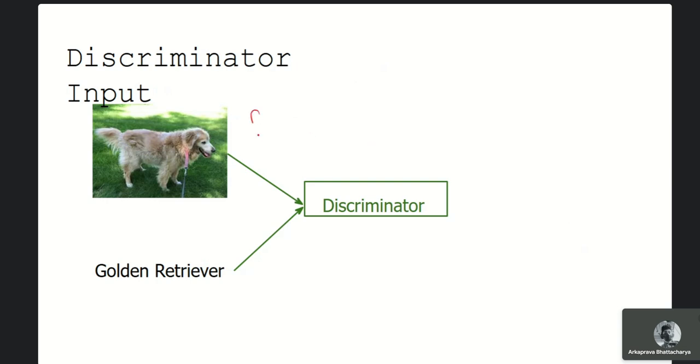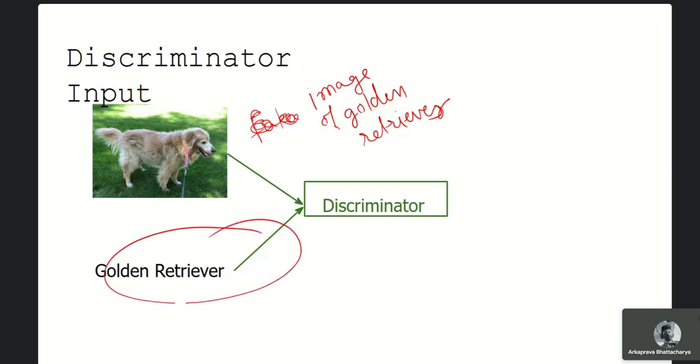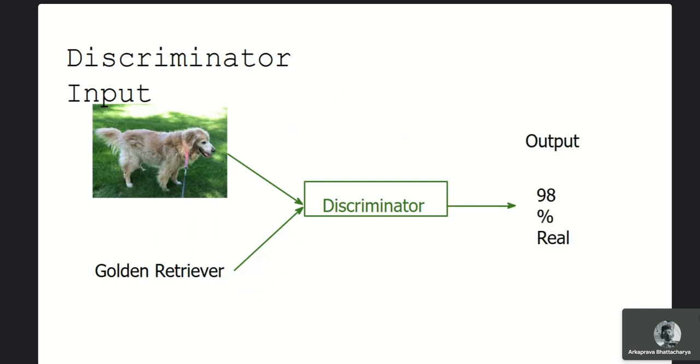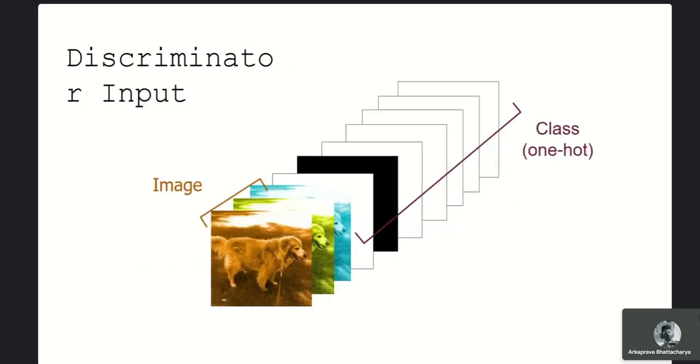Now suppose I provide an image of a golden retriever, and the class information that I am providing is also the same, golden retriever. The output of the discriminator will be 98% real. Why? Because the image is of a golden retriever and the class information is also golden retriever, so the discriminator can tell that this is a golden retriever image.